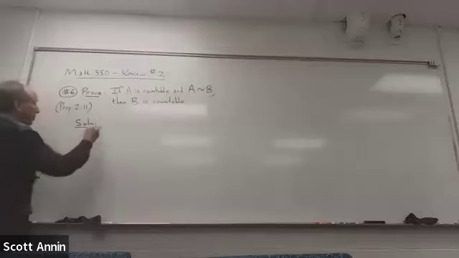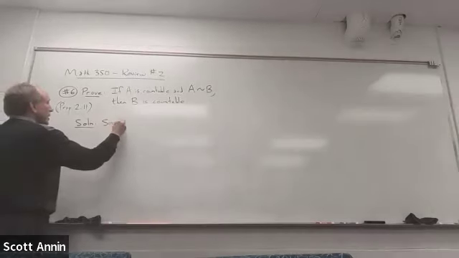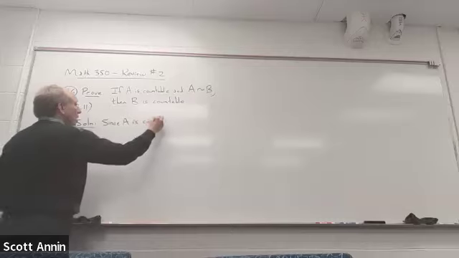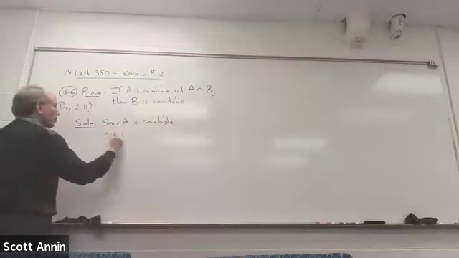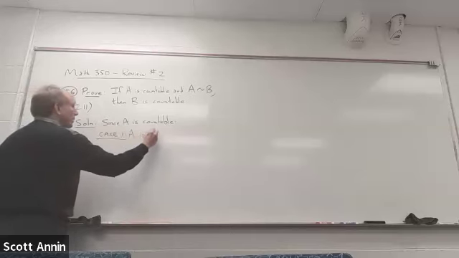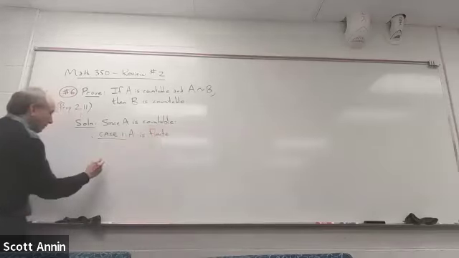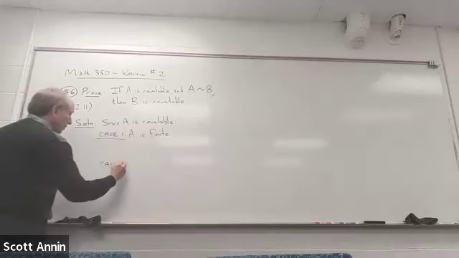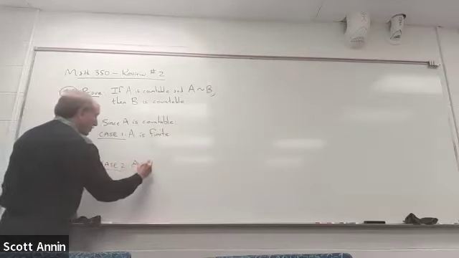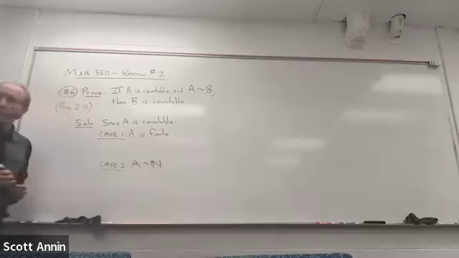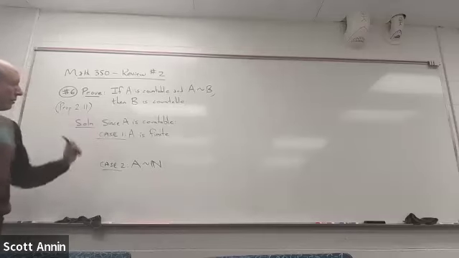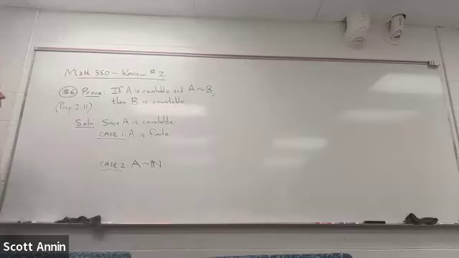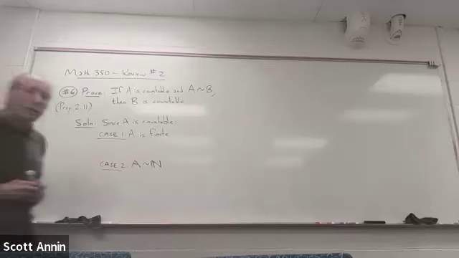We're assuming that A is countable. So since A is countable, we're going to do 2 cases, right? So case 1 will be that A is finite. And case 2 will be that A is in bijection with the natural numbers, right? That's basically what countable means. It means that either A is finite or it twiddles the natural numbers. Okay? So let's take them one by one.